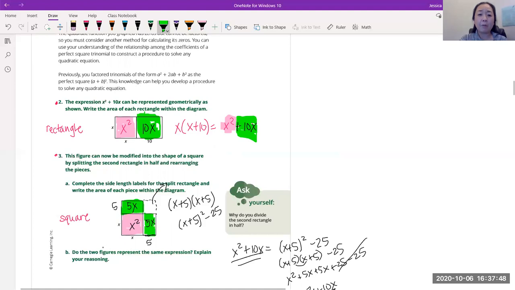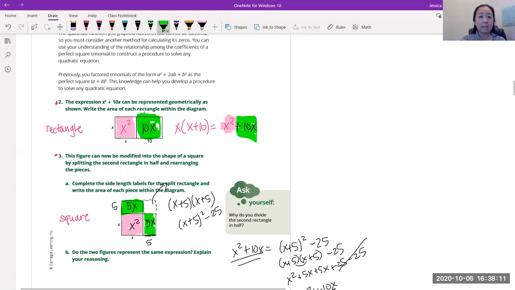So what we know about a square is that it has to have the same sides. So whatever the bottom is, the top has to be that as well. Or I should say the length and the width have to be the same, right? So here we go. What we did here was, instead of the 10x, we're going to split that up into 2, okay? So we're going to put 5x here and 5x here. So here we have 5x and here we have 5x, okay?